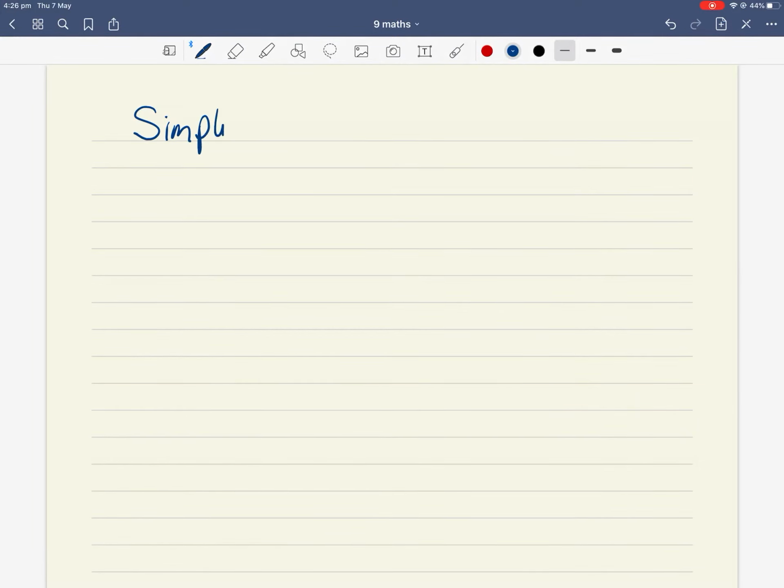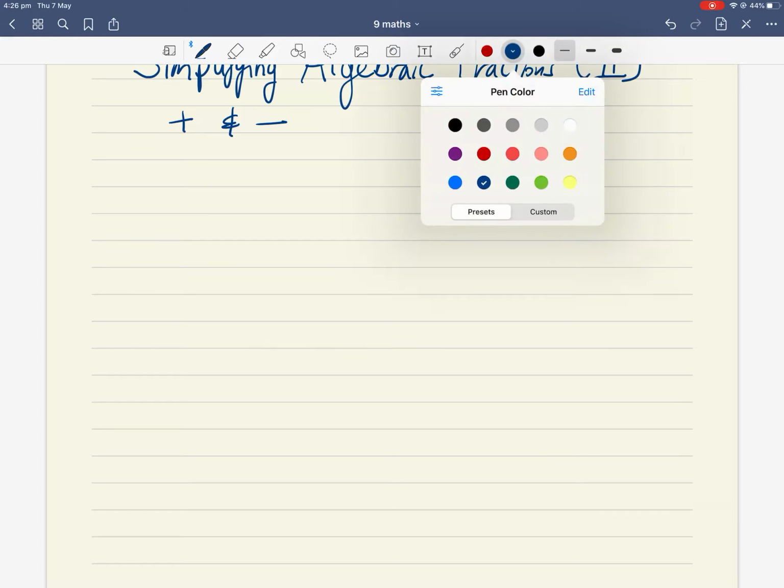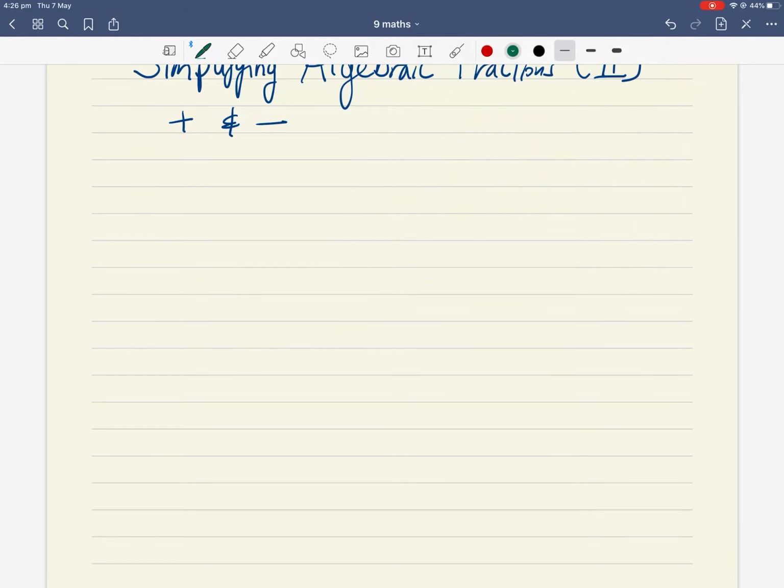So our title for today, simplifying algebraic fractions, part 2, adding and subtracting. So throw back to year 7 and year 8.